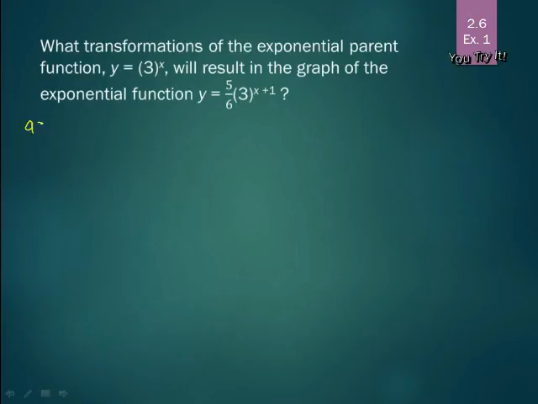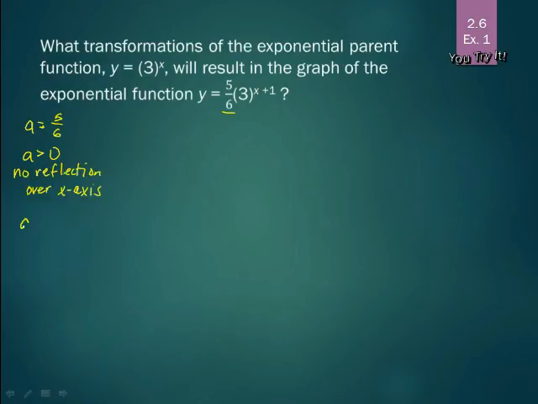So our a value is the number in front of the base of the exponent, and so a is going to be 5/6. And because a is 5/6, then we first know that it's greater than 0, which means that there'll be no reflection over the x-axis.